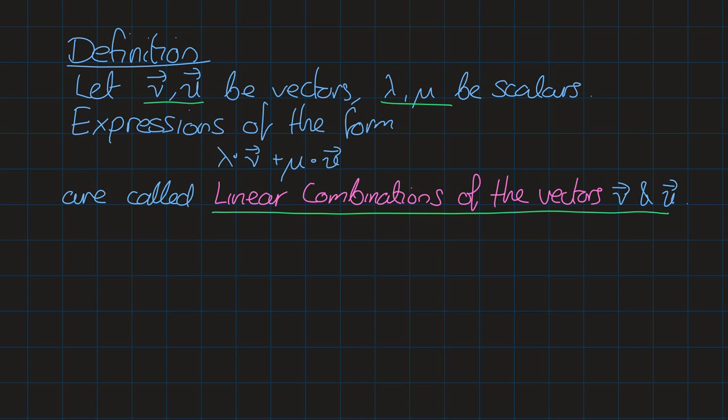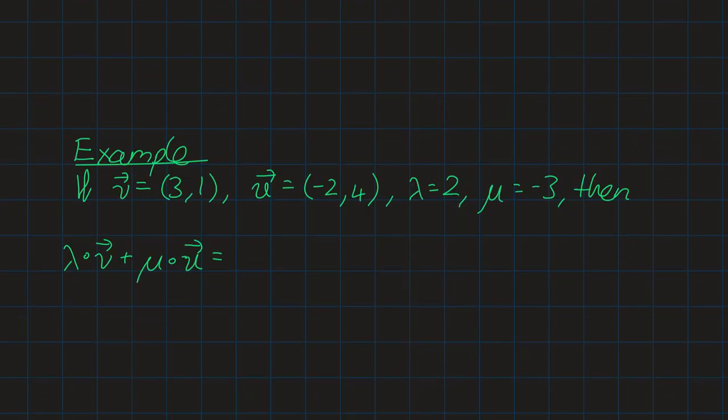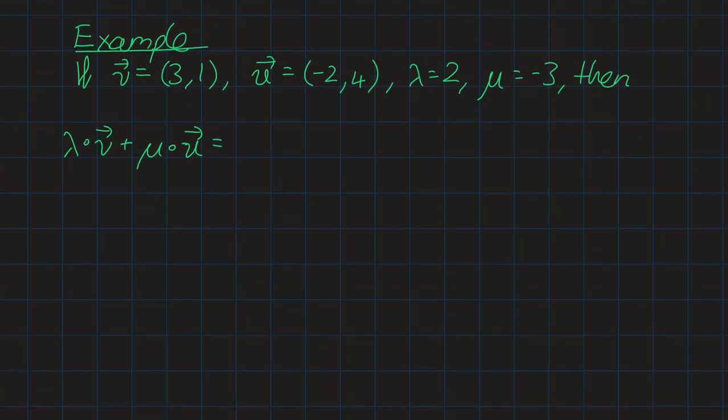It's just what it's called. And this isn't actually anything new. We know how to do scalar multiplication and we know how to do addition, and now I'm just asking you to do them both. So it's not substantially new. Okay, let's look at an example. If v is equal to (3, 1), u is equal to (minus 2, 4), lambda is 2, and mu is minus 3, then what is the result of this linear combination, lambda v plus mu times u?